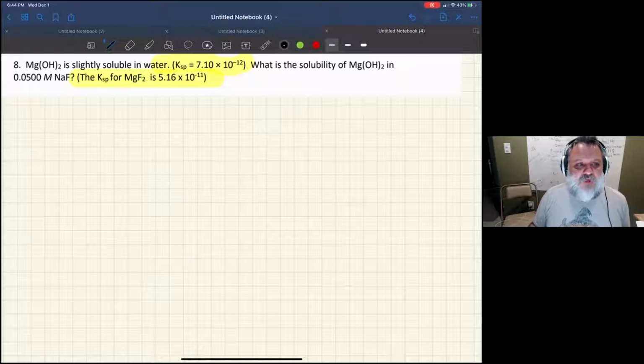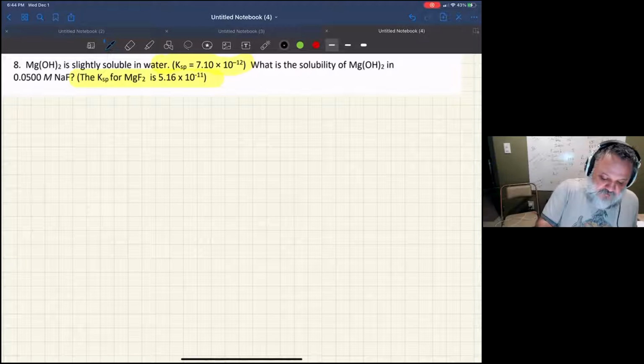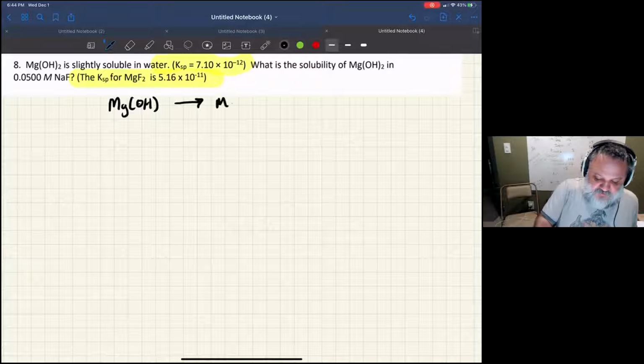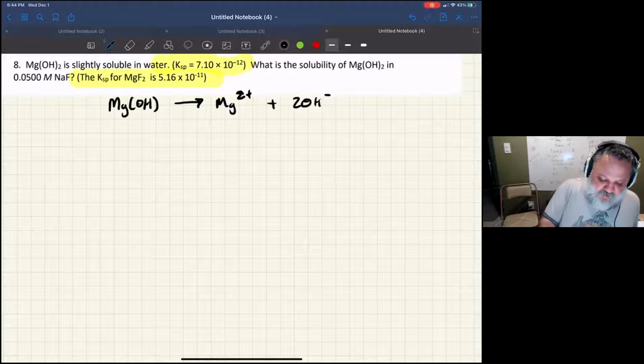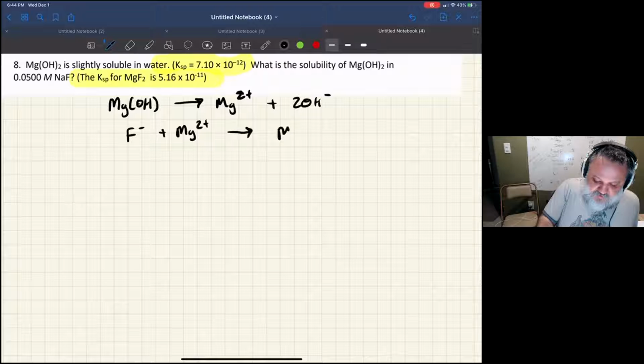So what do I mean by that? I mean that if I have some magnesium hydroxide and it's a solid and it breaks up into magnesium ion and two hydroxides, that's in the presence of sodium fluoride, which is completely soluble, then that means that the fluoride will get together with the magnesium ion and it will form magnesium fluoride. Now we need to balance the equation.